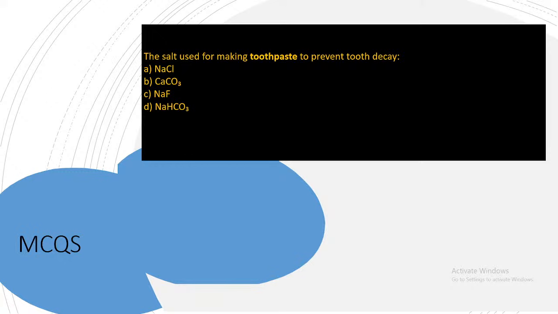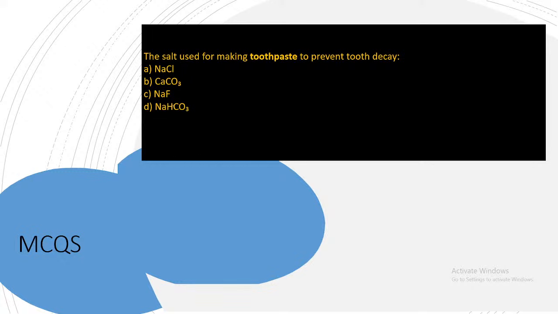Okay, so yes, some of you are writing B, calcium carbonate. C is also there, sodium fluoride. A is also there, sodium chloride. Abhinav, your answer and Ranveer, both of your answers are correct. So C is the correct option.